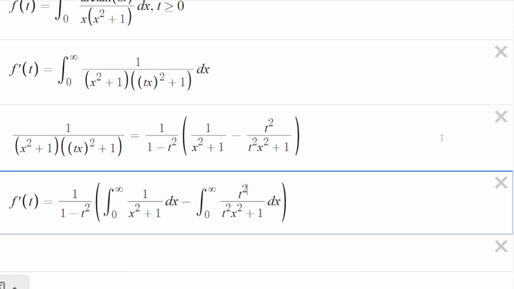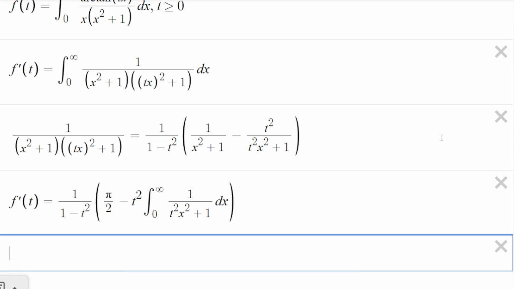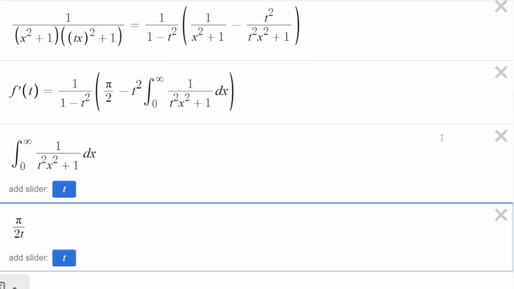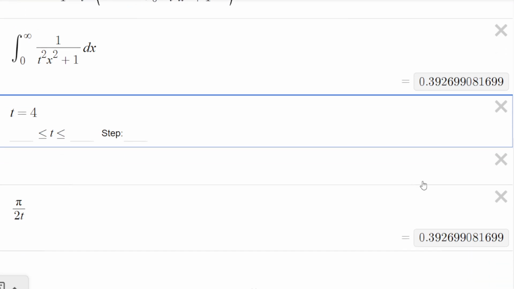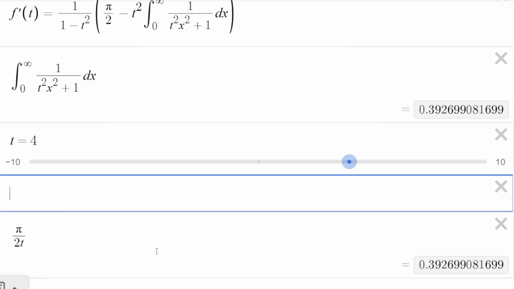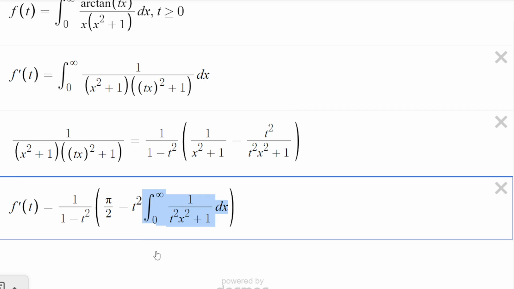All right, let's go ahead and bring this t squared outside. And then let's just state right off the bat that this is pi over 2. We don't need to do that. I will not perform the actual integration on this. There's a formula. I should know it. I believe it's pi over 2t. In fact, I'm going to check that. See if I make t 2, 3, 4. Yes, that is pi over 2t. So again, I actually will not be performing the integration on that. There's a formula, and we just get pi over 2t.